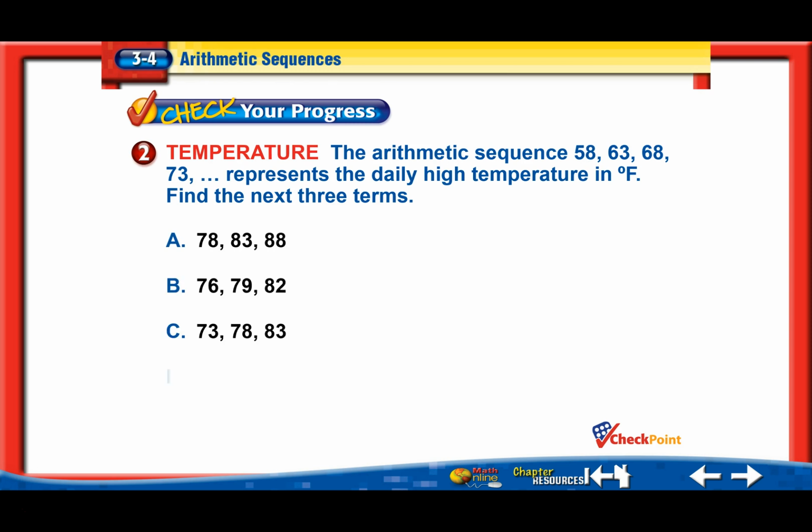All right, pause this one, give it a shot.